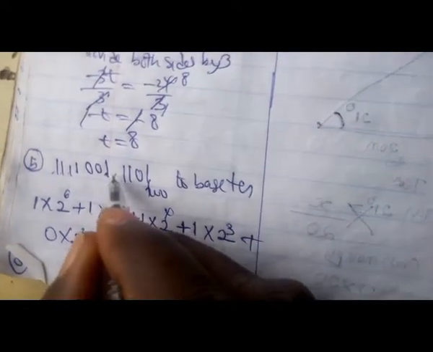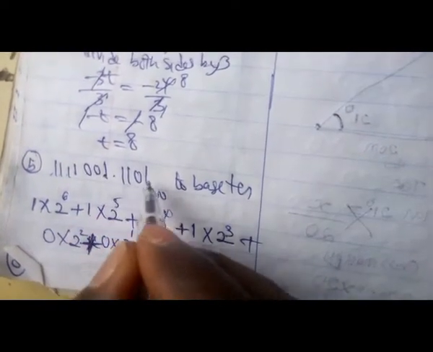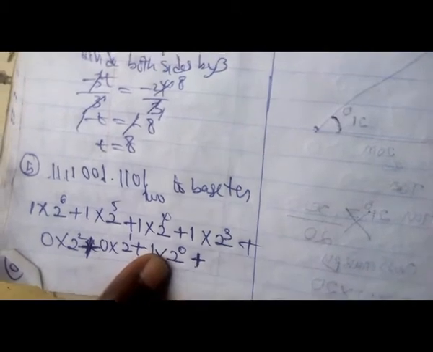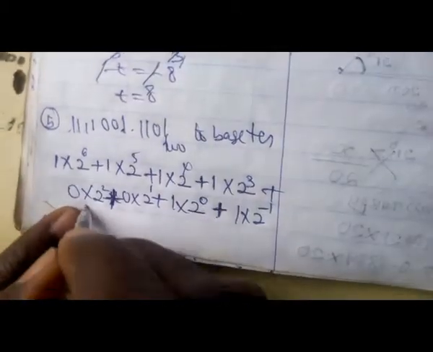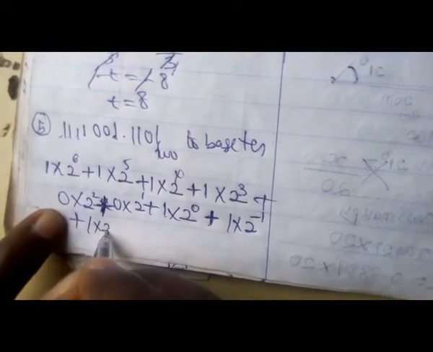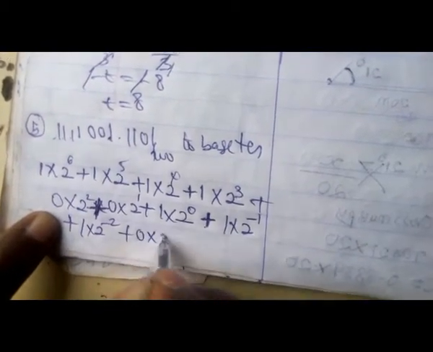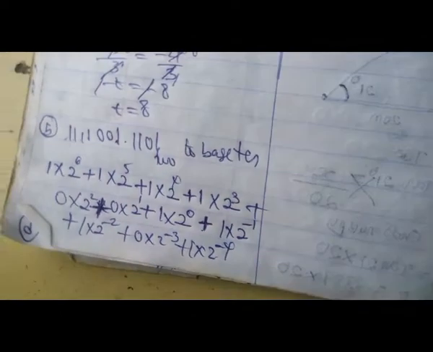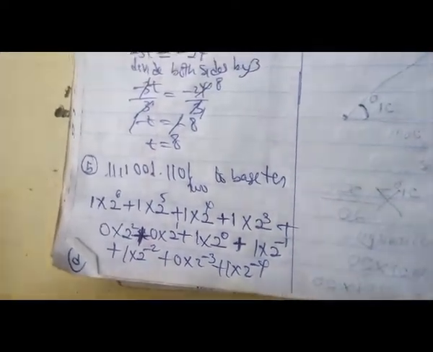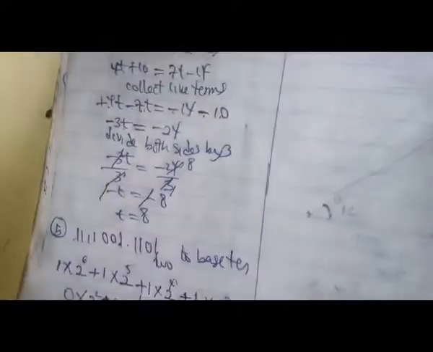Plus, let's continue. From this point, all these numbers will be carrying raised power minus 1. So it will be 1 times 2 raised to power -1, plus 1 times 2 raised to power -2, plus 0 times 2 raised to power -3, plus 1 times 2 raised to power -4. So let's continue and let's expand what we have done.